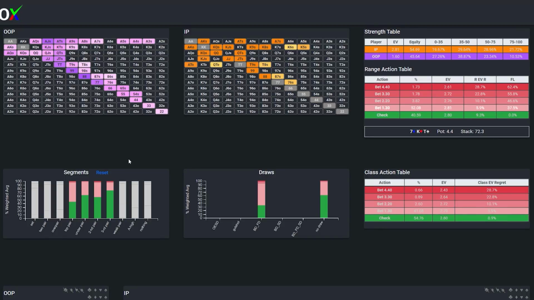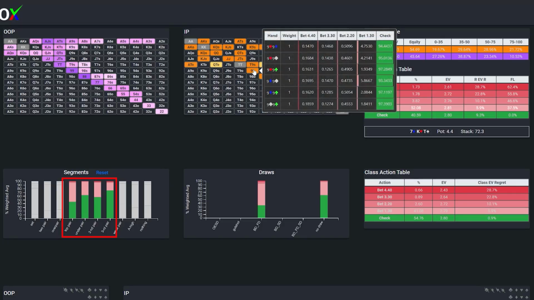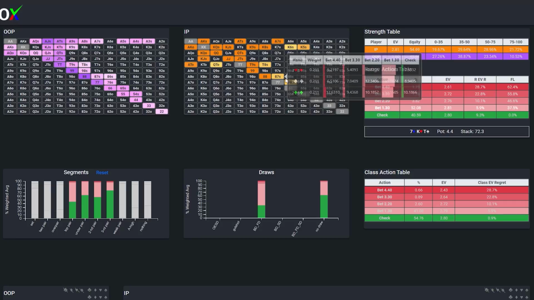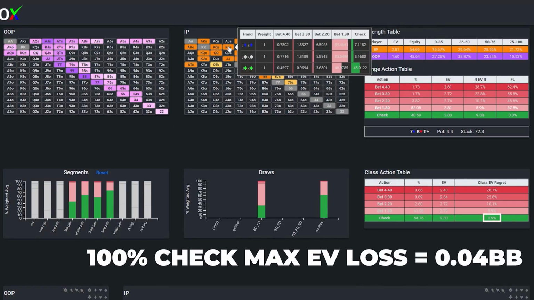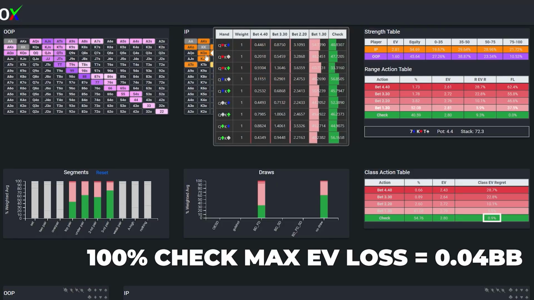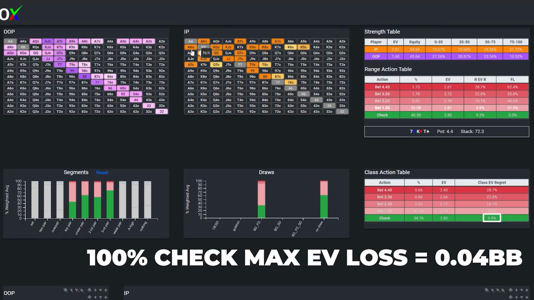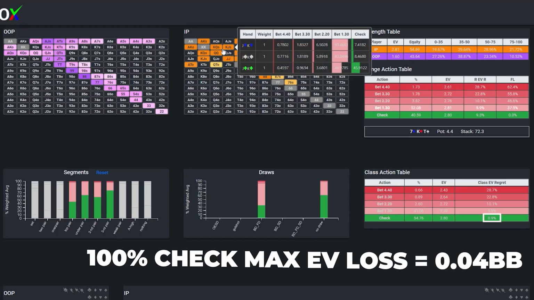So we see that when we create a bucket consisting of top pairs, under pairs, second pairs, and third pairs, and simply decide to check all of the combos within this bucket, we only lose 0.9% of the pot compared to the GTO solution, which makes intuitive sense since one of the primary incentives for middle strength hands is to realize without growing a huge pot.